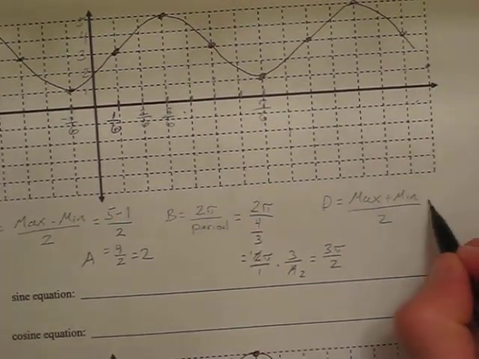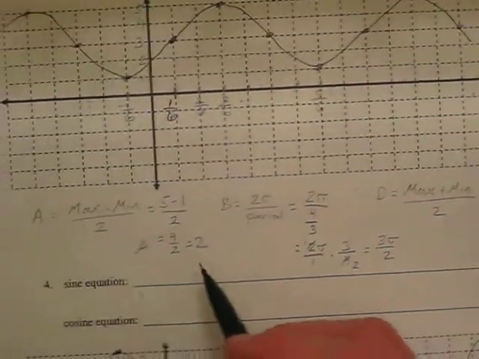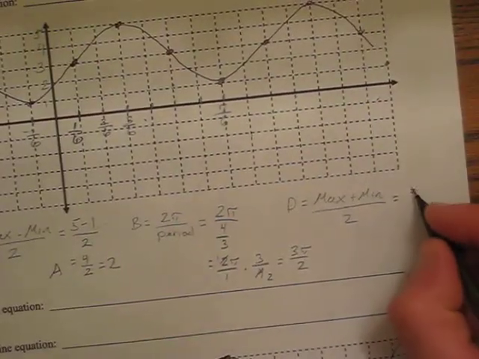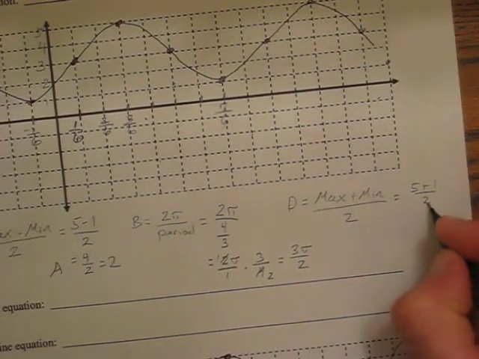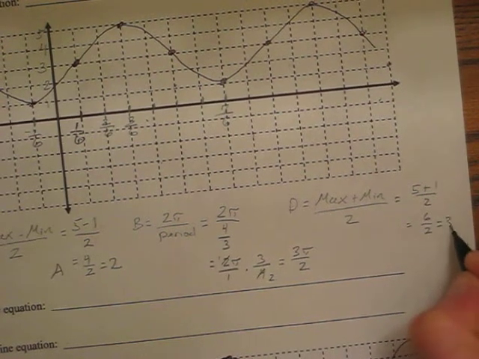And then my d value is the maximum plus the minimum divided by 2. This is the average of the amplitude. So it's the same values, 5 and 1, but you're going to add. Okay, and so that's 6 divided by 2, which equals 3.